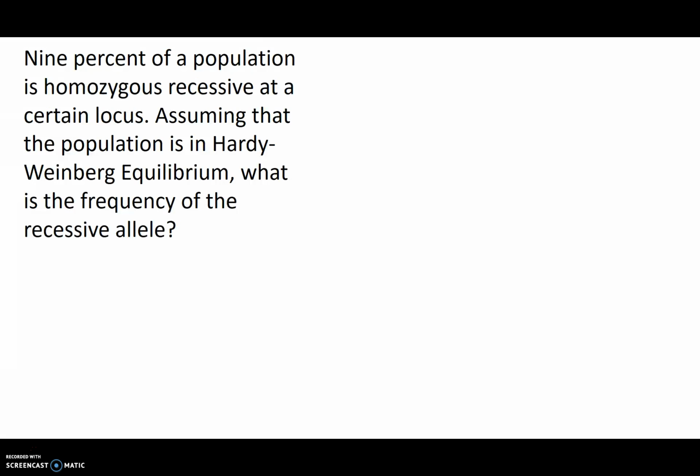9% of a population is homozygous recessive at a certain locus. Assuming that the population is in Hardy Weinberg Equilibrium, what is the frequency of the recessive allele? Okay, so 9% of a population is equal to our Q squared, because that's the amount of individuals that are homozygous recessive. Then I find my Q, I take the square root of both, is 0.3. So Q is the recessive allele frequency. And that's your answer. All right.